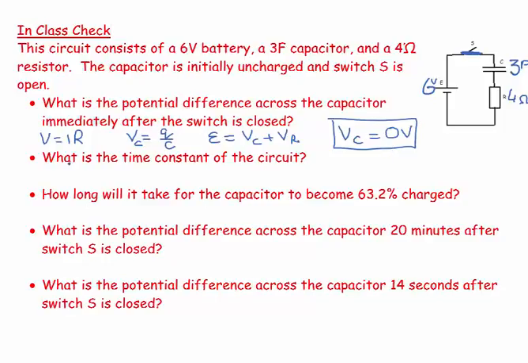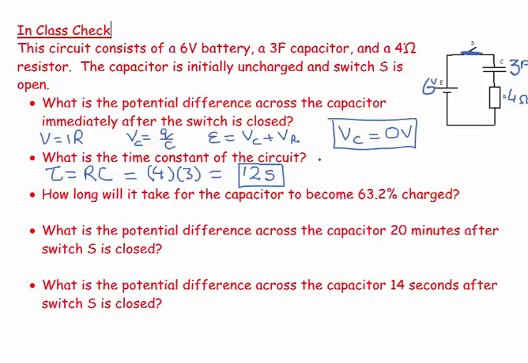Then my next question is, what is the time constant of the circuit? And the time constant is a figure of merit, and it equals the resistance value times the capacitance value. In this case, it's my resistance value, which is 4, times my capacitance value, which is 3, both in standard units, of course. And that gives me 12, and the standard unit for time is seconds. So the time constant for this circuit is 12 seconds.